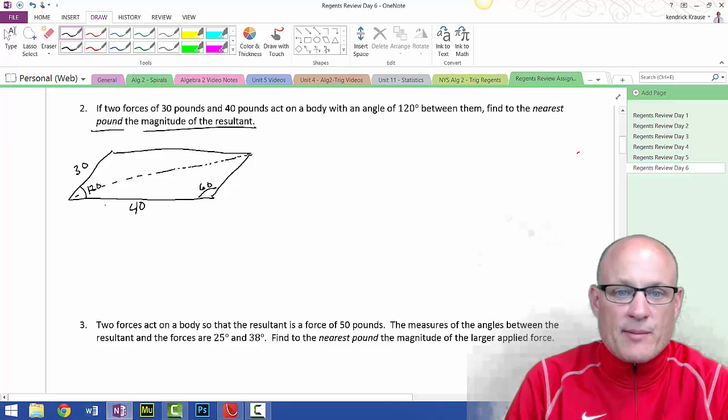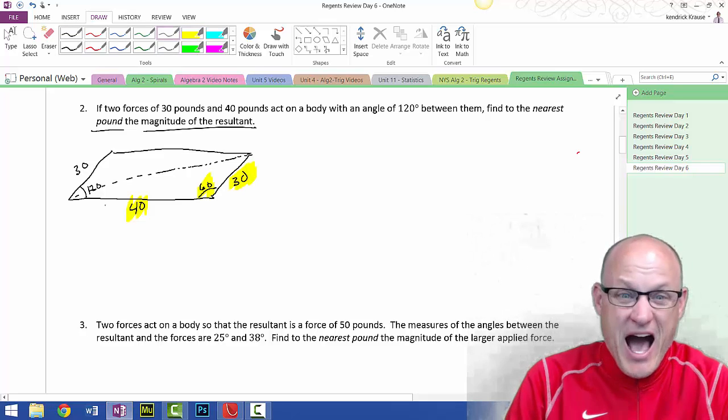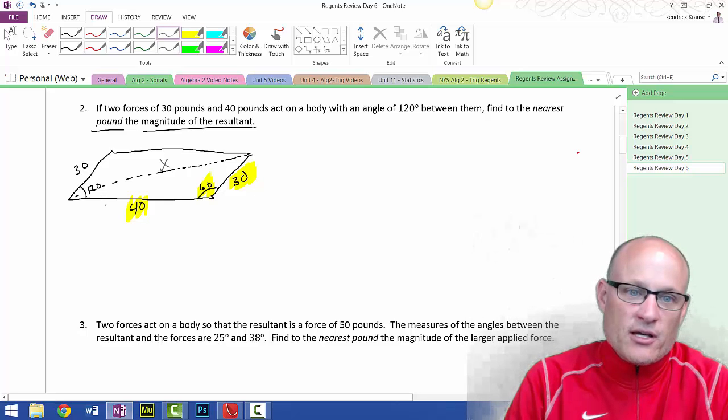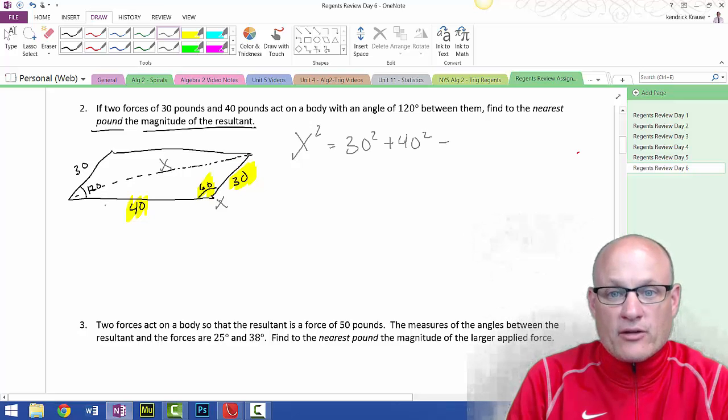Simple, simple, simple. Same exact problem. We got side, angle, side. That screams... no, I'm just kidding. I scared you. Sorry. We're going to use the law of cosines. So it basically is the exact same problem we just did. X squared is equal to 30 squared plus 40 squared minus 2 times 30 times 40.